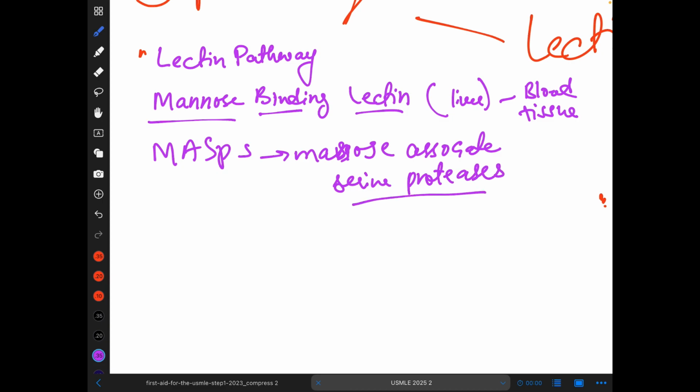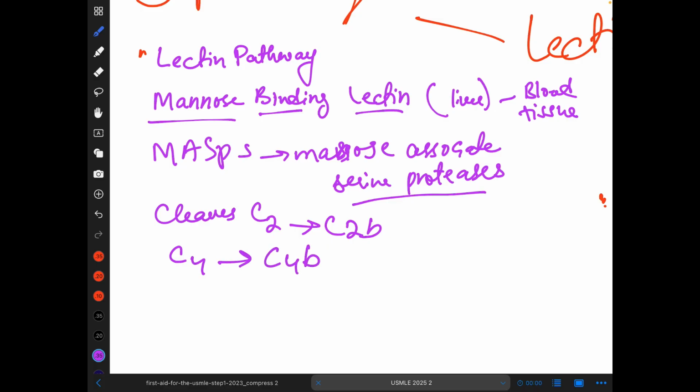Serine proteases will cleave and convert C2 into C2b and C4 into C4b, and then they will be joined together. The C2b and C4b join together and make one enzyme.